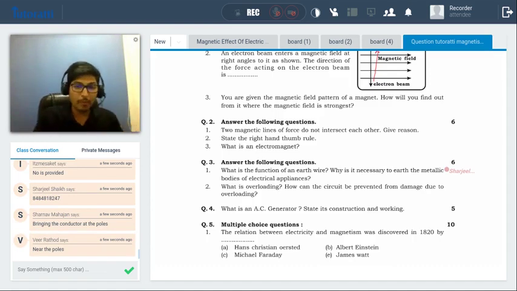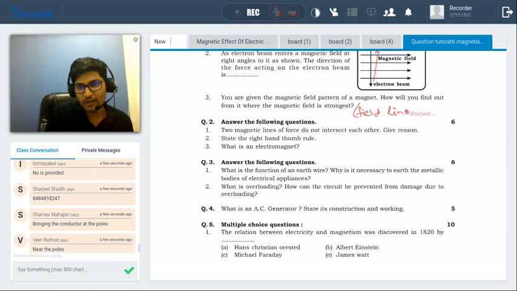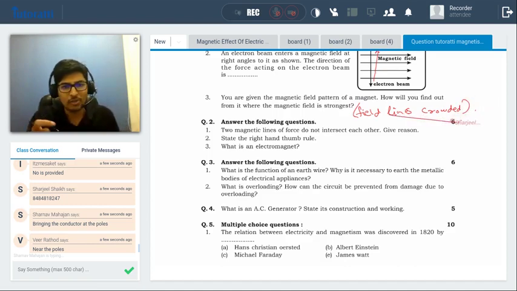Why? Because of the property of the field lines. There's a property about field lines. Wherever they're crowded, the field is stronger. So that's one property of magnetism. That's what we'll be using here.